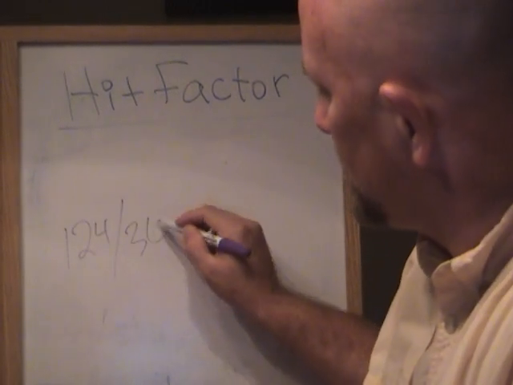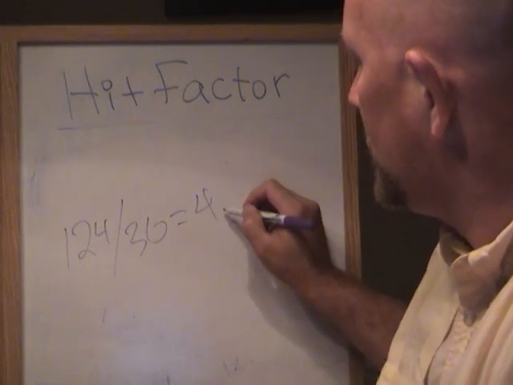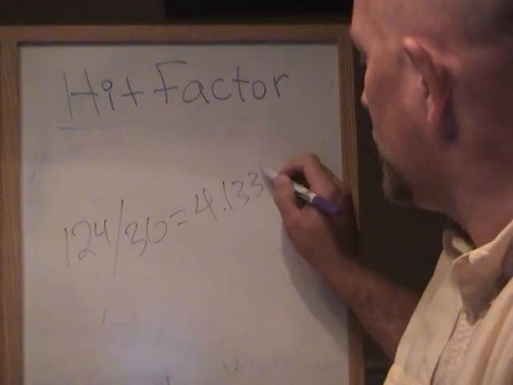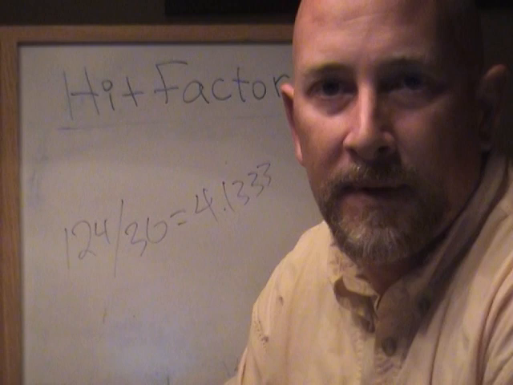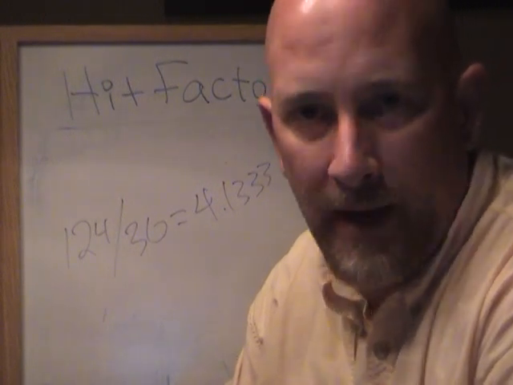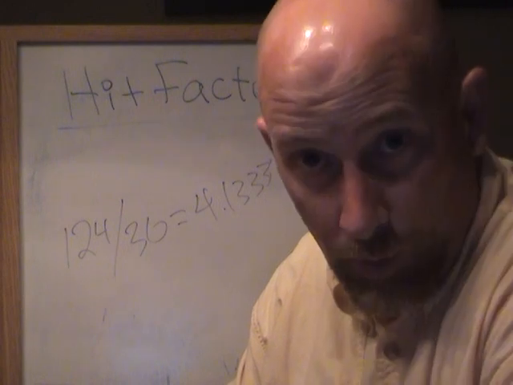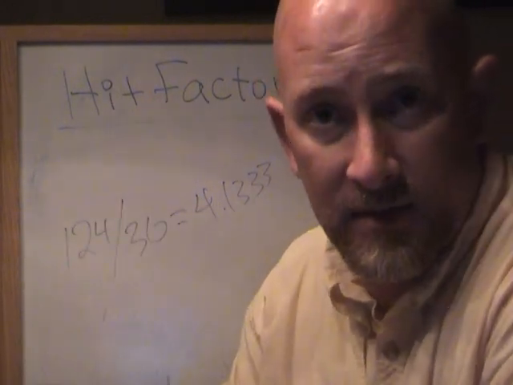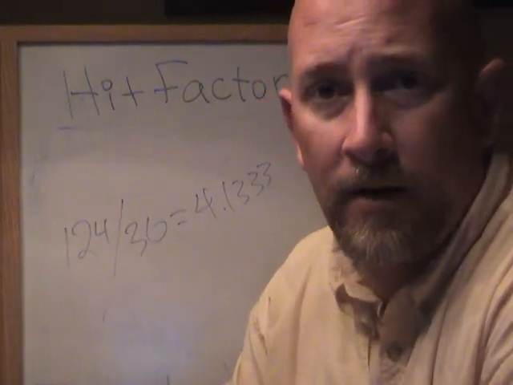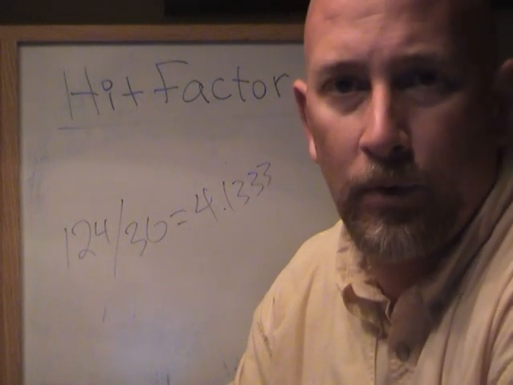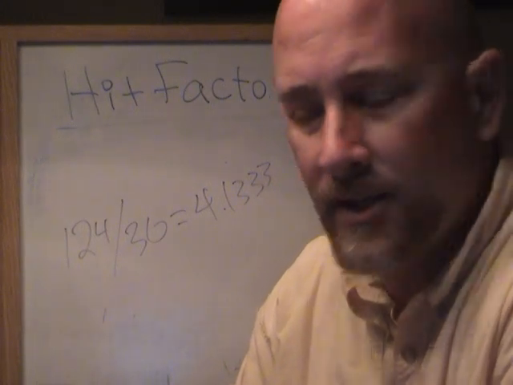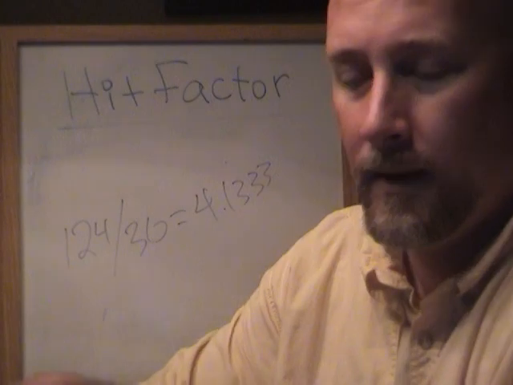124 points divided by the 30 seconds it took you to shoot the course of fire gives you a 4.1333 hit factor. Two shooters shooting different power factors in the exact same time, exact same scoring as far as A zone, C zone, D zone hits, the major power factor is going to win that particular course of fire. That is the hit factor.